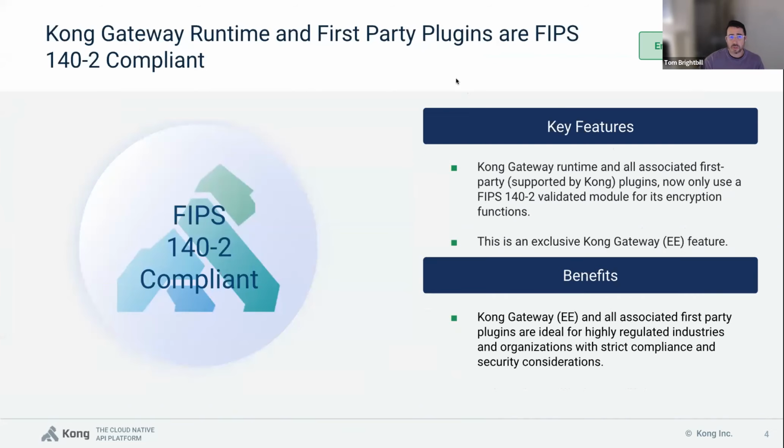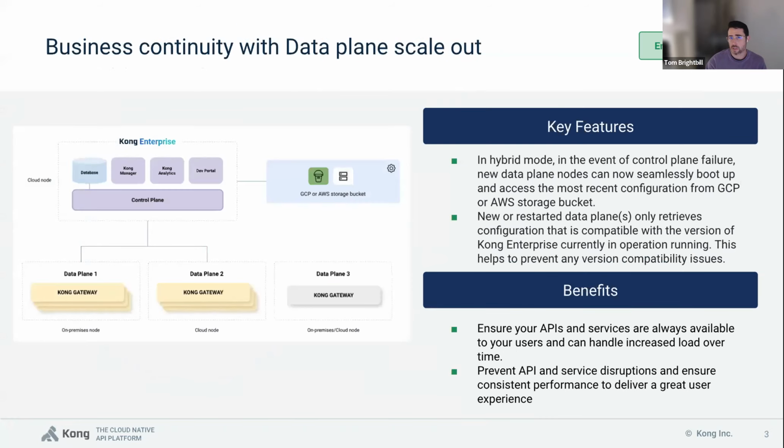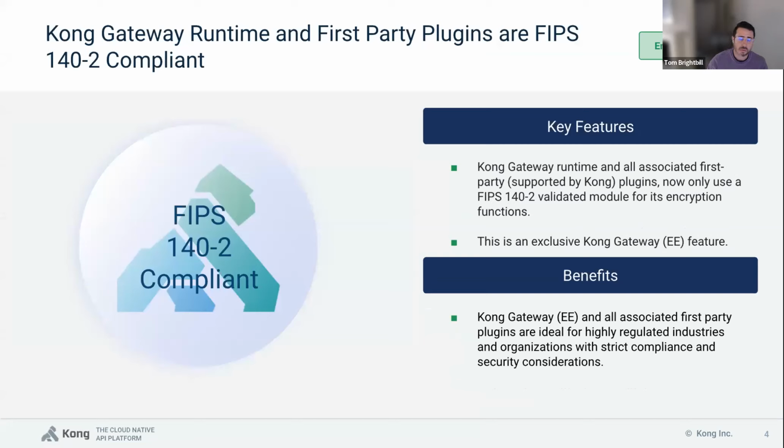So moving forward, we're talking about FIPS compliance. This is something that we're offering only for Kong Enterprise. And I should say also that the previous one is also an enterprise only feature. This particular one is for FIPS compliance. For people who aren't aware, FIPS 140-2 is basically a government specification that governs how data is encrypted inside of a piece of software.